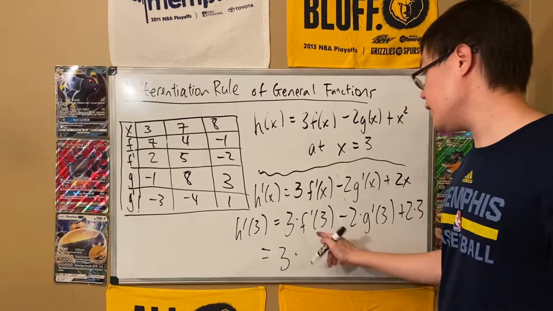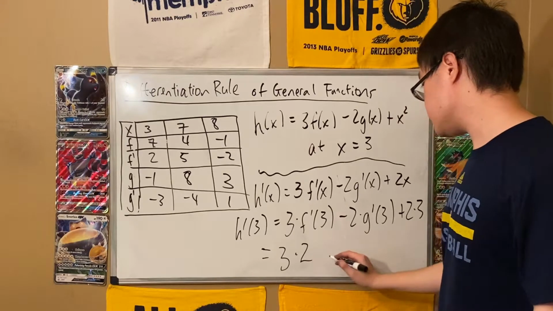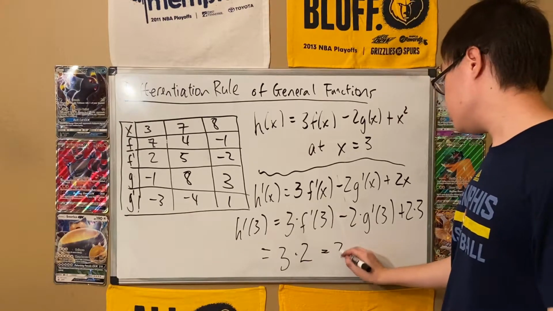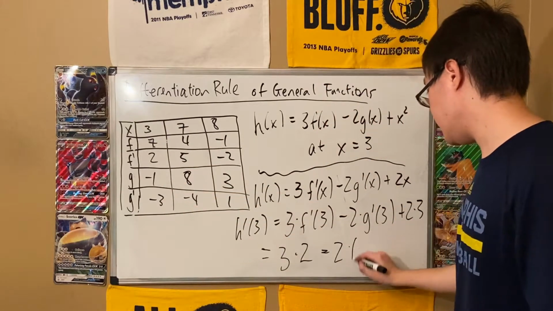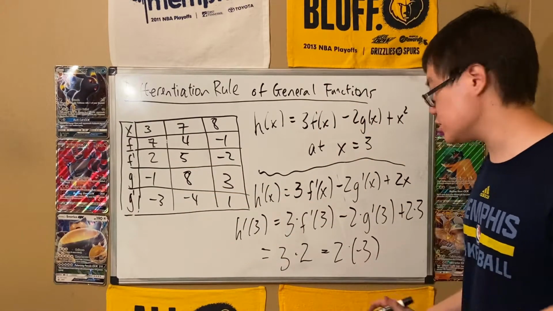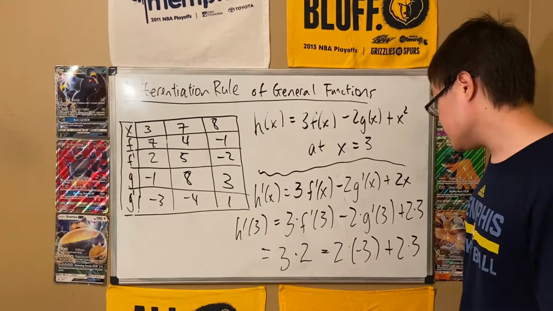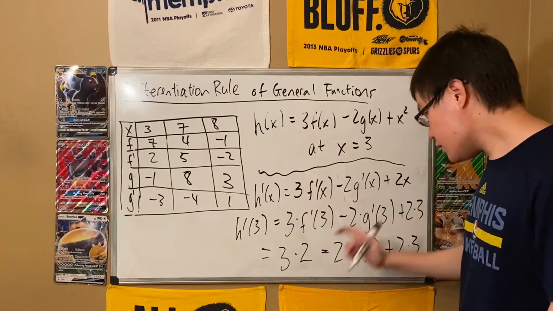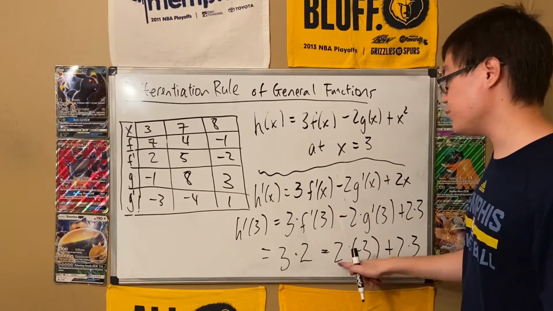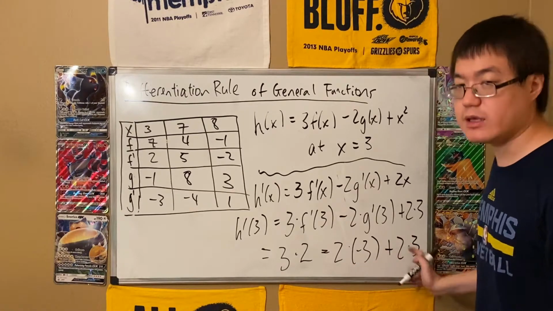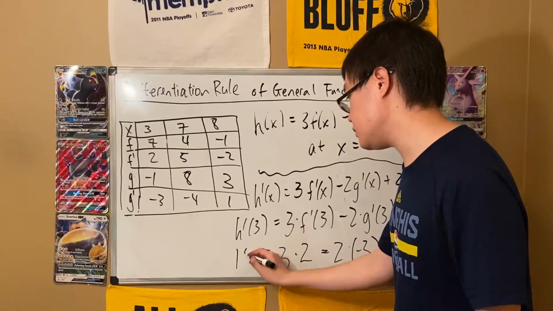So it's going to be 3 times f prime of 3. Well, f prime of 3 is going to be 2, so it's going to be 3 times 2 minus 2 times whatever g prime of 3 is. g prime of 3 is negative 3, so it's going to be times negative 3. Just be careful with negatives, just like normal. Then it's going to be plus 2 times 3. Well, this doesn't look too bad. Looks like it's 3 times 2, and then this minus and minus will become plus, so it's plus another 3 times 2, plus another 3 times 2. That's just 3 sixes, so the final answer here is 18.